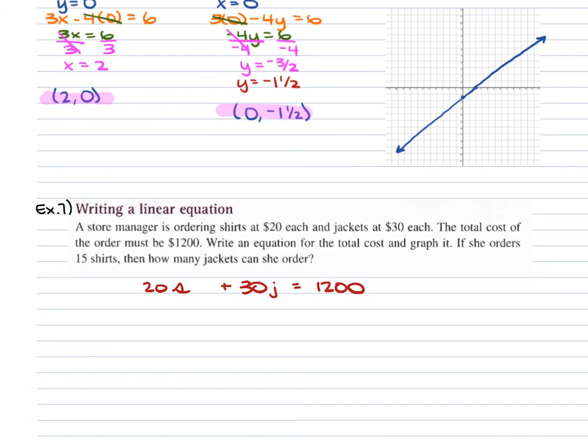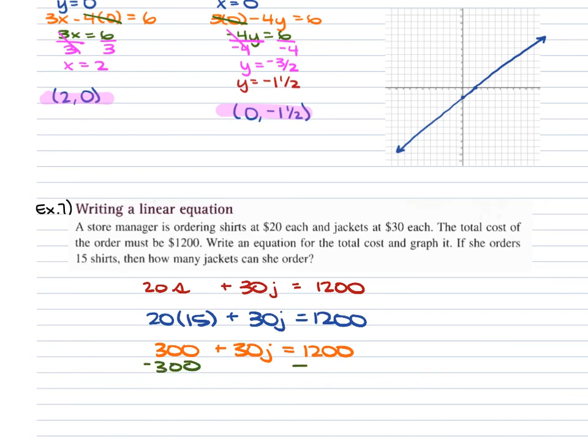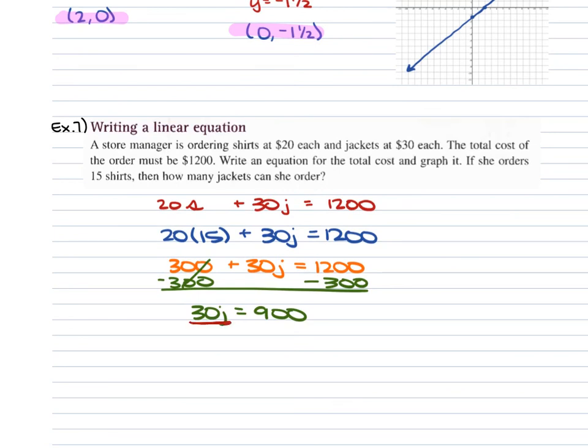We don't have to graph this one, but if we are solving it so that she orders 15 shirts, this is going to just become 20 times 15 plus 30J is equal to 1,200. We're going to multiply the 20 and the 15 to get 300 plus 30J is equal to 1,200. We subtract the 300 from each side, and we get that 30J is equal to 900. From there, we just divide each side by that 30. Those cancel, so J is equal to, 3 goes into 90, 30 times, so 30 jackets.